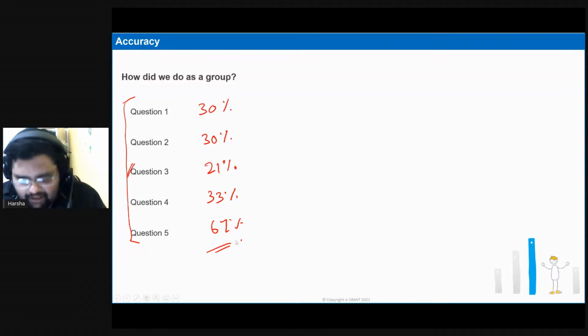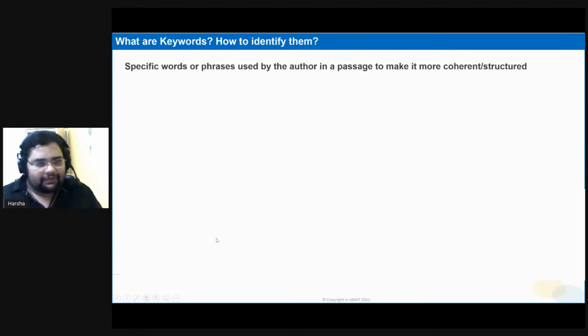So now let's talk about what are keywords. Now we are going into the concept phase. What exactly are keywords and how do we identify them? Very simply put, keywords are specific words or phrases used by the author. The author is the person who has written the passage. Specific words or phrases used by the author in order to make it more logically coherent, to make it more structured.